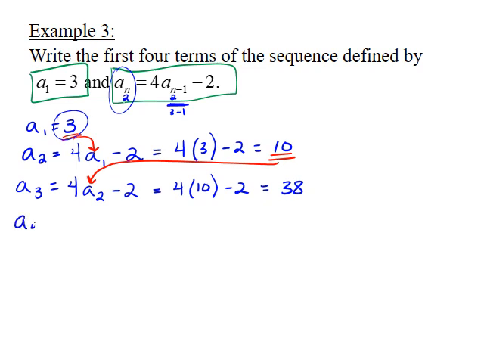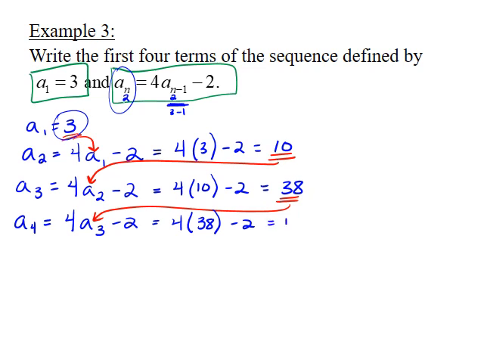All right, moving right along. Now I want to plug in the third term. When I plug the third term in, I end up with 4 times 38 minus 2, and this gives me 150. So the first four terms of this sequence are 3, 10, 38, and 150.